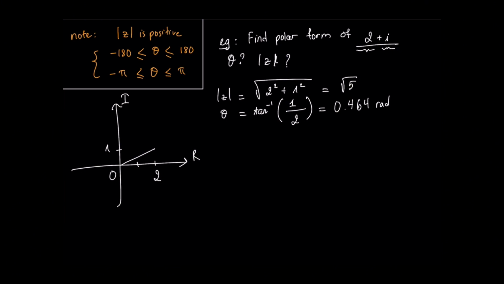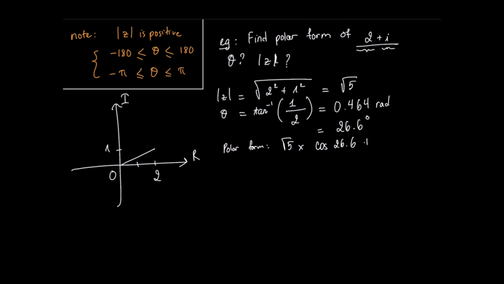0.464 radian. And if you want to present it as degree, you can change the mode on your calculator, and thus you'll get 26.6 degrees. Now we already have two components for our polar form, and so writing our final answer, it'll be the square root of 5 times cosine of the argument, which is 26.6 degrees, plus i sine of 26.6 degrees in bracket.